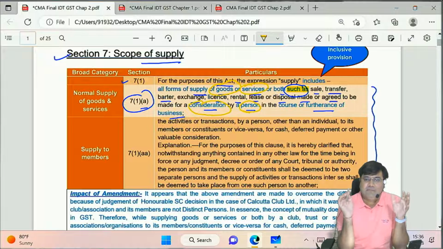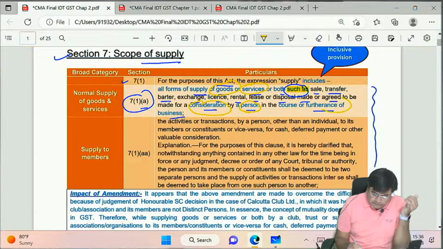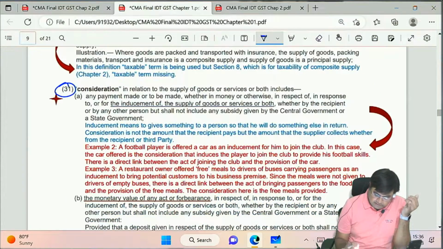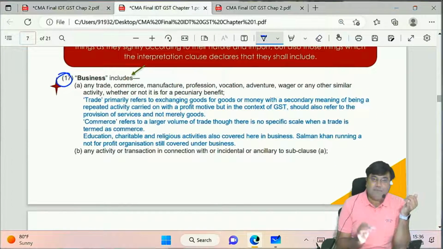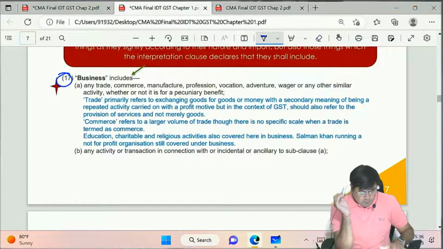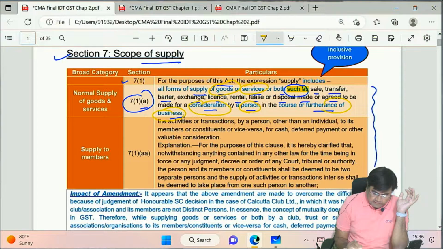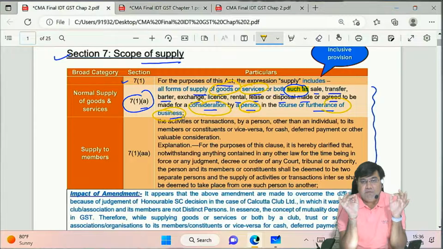Person, everyone is a person, so this definition also we discussed, correct. In the course or furtherance of business, this also we discussed in detail. In fact, the business definition, correct, is a very broad definition, correct. Now what we have not discussed: sell, transfer, barter, exchange, license, rental, lease or disposal. These 8 terms used in section 7 subsection 1 clause A we have not discussed. So let us first understand these terms, then we are going to discuss the provision written in section 7 subsection 1 clause A.